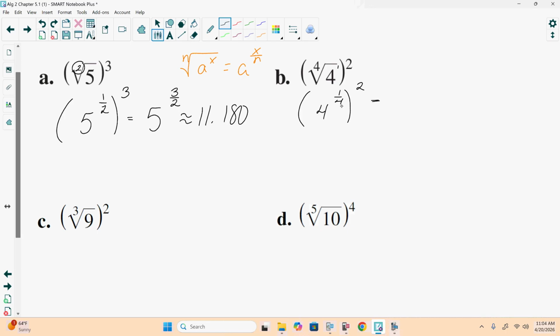Powers of powers multiply. 1/4 times 2 would be 2/4. And 2/4 is going to be reduced to 1/2, yes? Wait, we said 1/2 power is the same as the square root. We did it just a minute ago, yes? What's the square root of 4? 2. So 4 to the 1/2 should be 2.